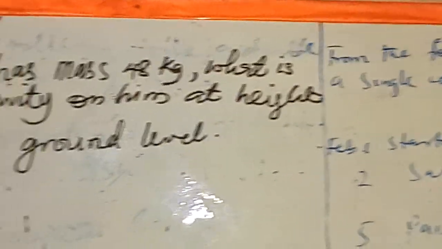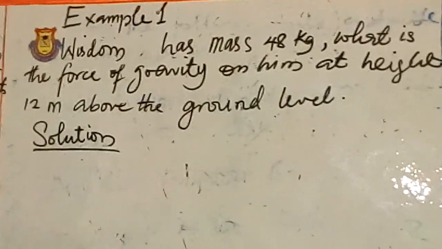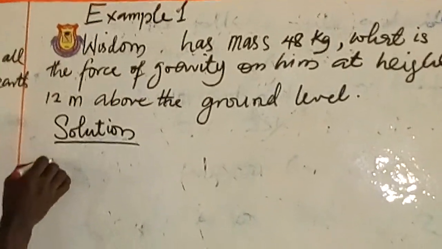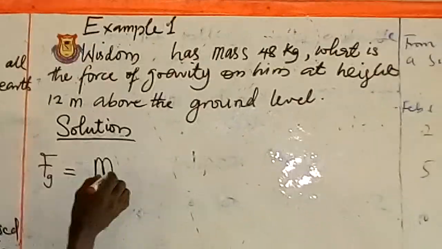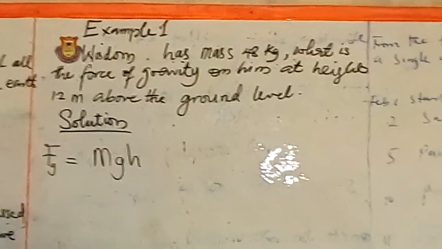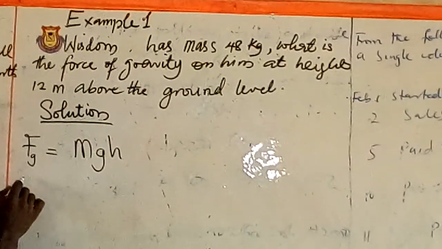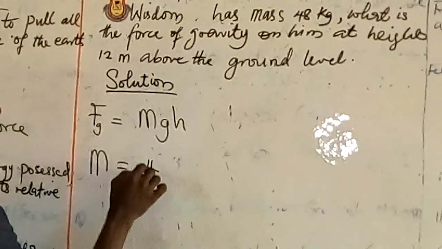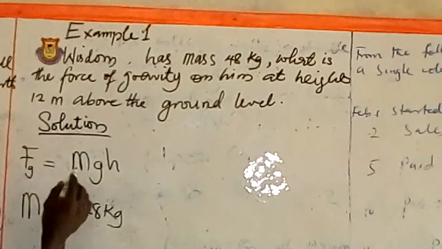Let's look at this. Wisdom has a mass of 48 kilograms. What is the force of gravity on him at a height of 12 meters above the ground level? Solution. Our force of gravity, which we are asked, is Fg, is equal to mass of that body times the gravity, which is g, times the h. Simply put, Fg is equal to mgh. Now our mass was given to us as 48 kilograms. That is from the question. We bring out the information we need from the question.